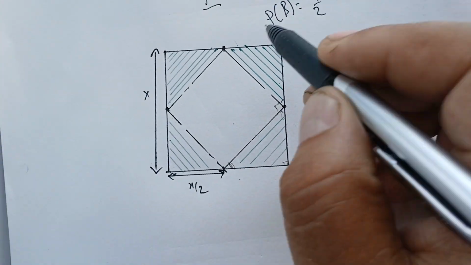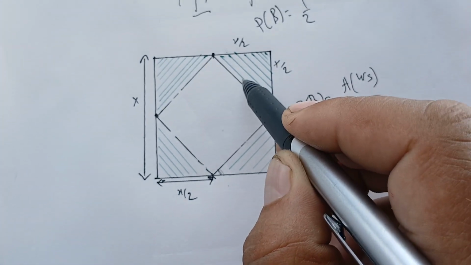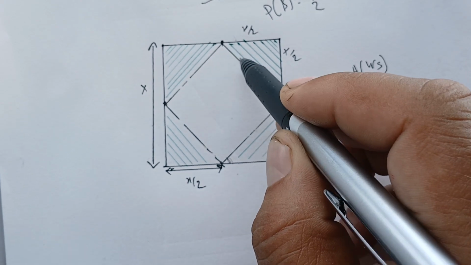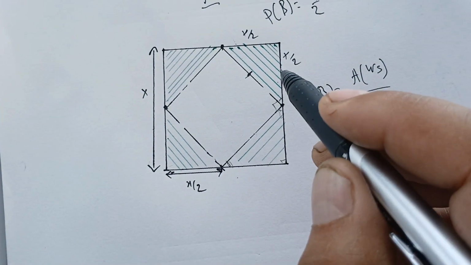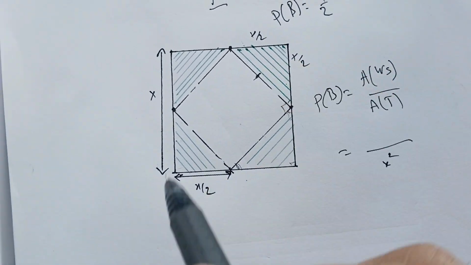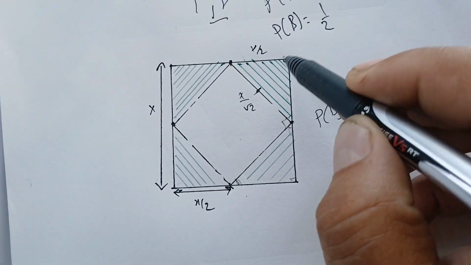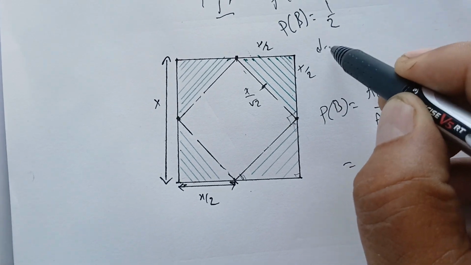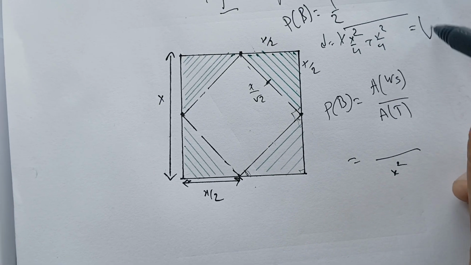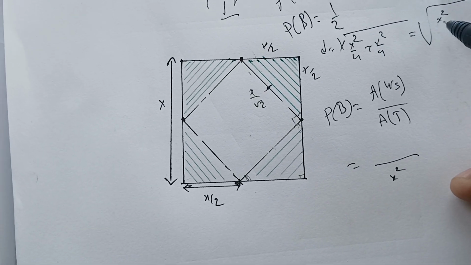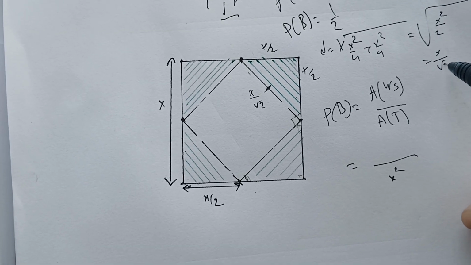It's very simple using the Pythagorean theorem. So we have this one as x over 2, this is x over 2. So we use the Pythagorean theorem to compute this side length, which is going to be x over square root of 2. To see it, let's call this side d. So d is going to be the square root of x squared over 4 plus x squared over 4, which is x squared over 2, which is x over square root of 2.